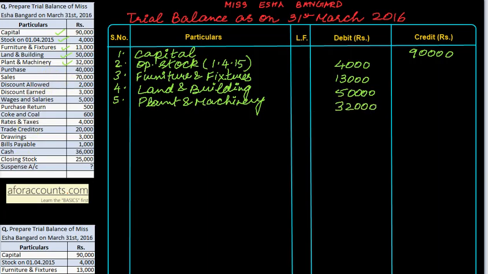Okay. Now moving on to your point number 6. Purchase. Purchase has debit balance, sales credit. We always debit purchase. So purchase 40,000 to your debit. Now sales. Sales credit, opposite of purchase. Sales 70,000 to your credit.